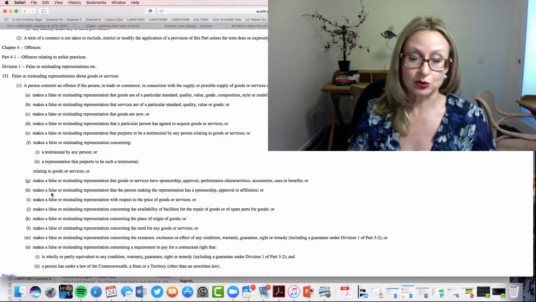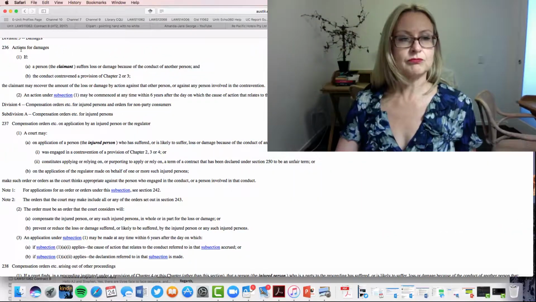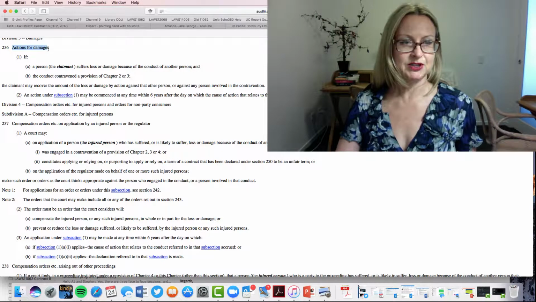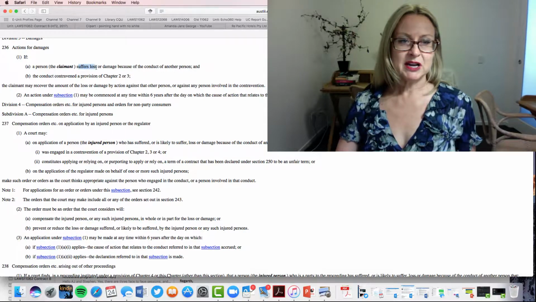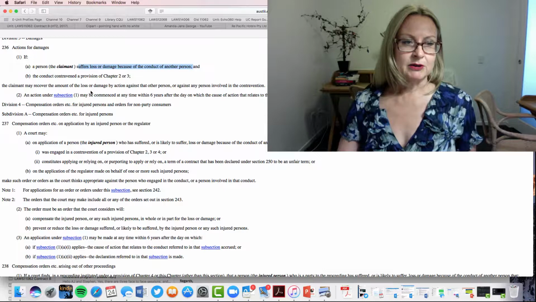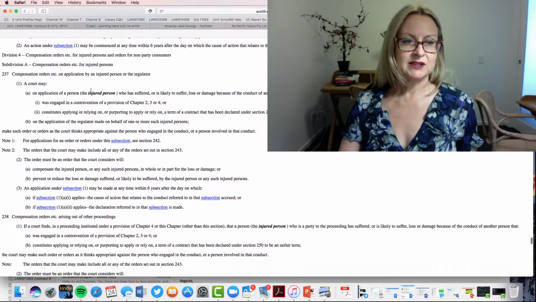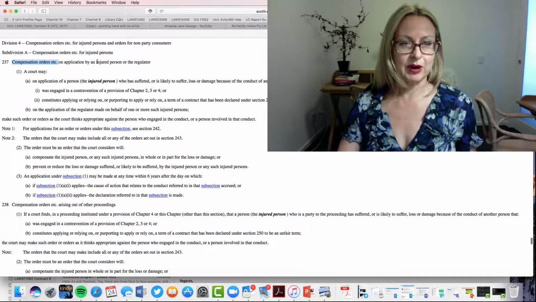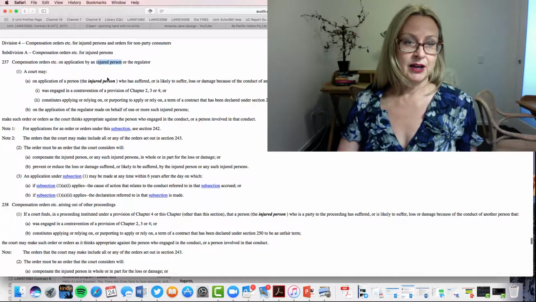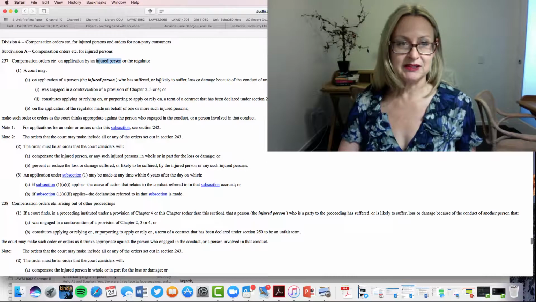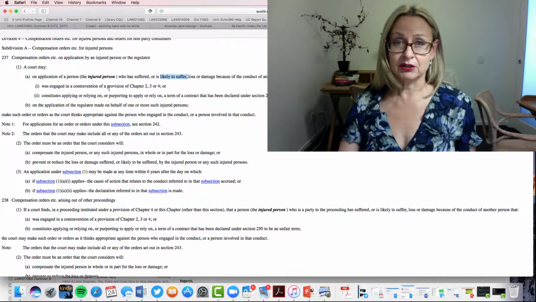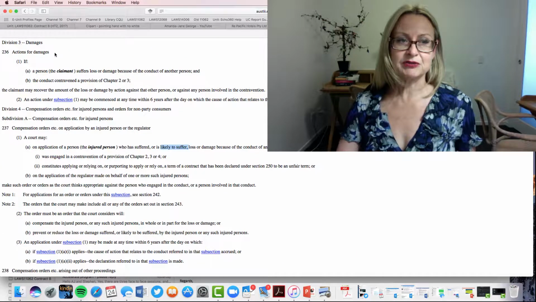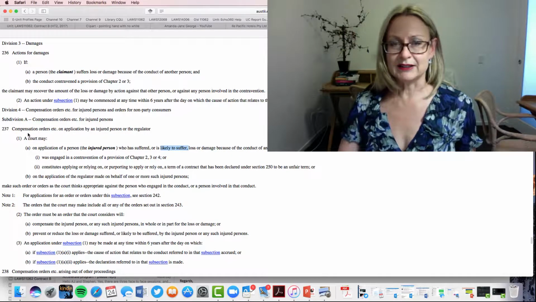Okay, so turning now to damages, we need to look at Section 236 of the ACL. Under Section 236, you can see here actions for damages, and the claimant has to have actually suffered loss or damage because of that misleading or deceptive conduct by the representor. Now, this is to be contrasted with Section 237. You can get compensation orders under Section 237 on application by the representee, or in fact the regulator. The ACCC can step in and take charge of the matter here. But the loss doesn't have to have actually been suffered. It can just be likely to be suffered. So a small distinction there between the action for damages under Section 236 and the compensation orders under Section 237.